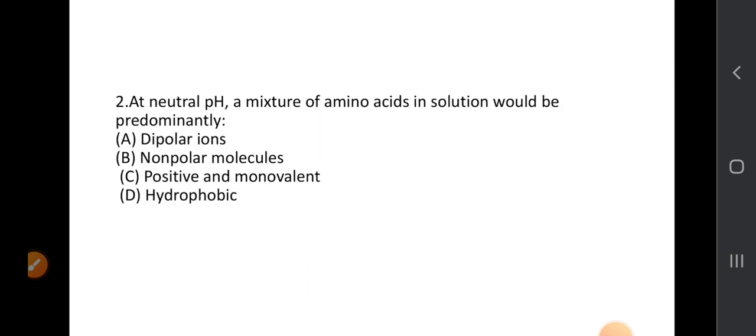Second question. At neutral pH, a mixture of amino acids in solution will be predominantly. Your options are A, dipolar ions; B, non-polar molecules; C, positive and monovalent ions; D, hydrophobic species. Okay, so you can again pause your video and write your answer in your notebook.